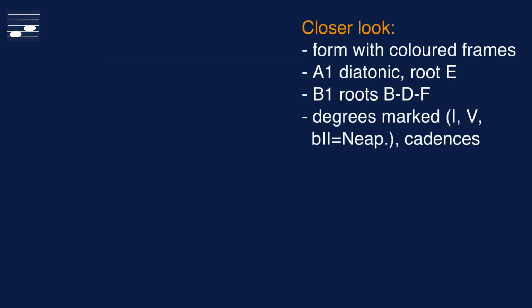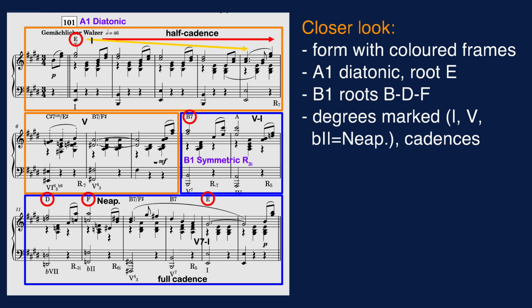Now we'll have a closer look at the form and study this waltz phrase by phrase. Here's the score with colored frames around the A1 and B1 phrase. Section A1 is 8 measures long and diatonic in character, confirming the key of E major. It contains a half cadence to the dominant chord B7. In B1, I've marked the chords on the roots B, D and F, and labeled the phrase as symmetric. Keep that in mind since we'll use this information later for the harmonic analysis.